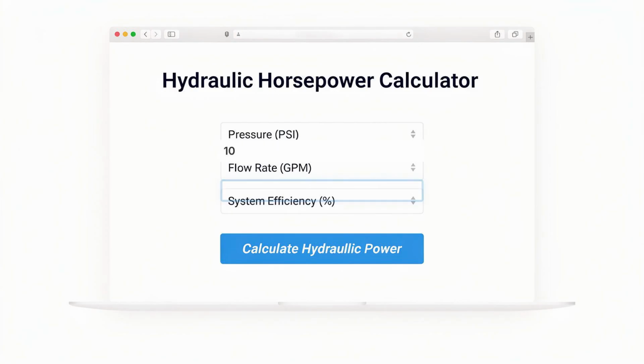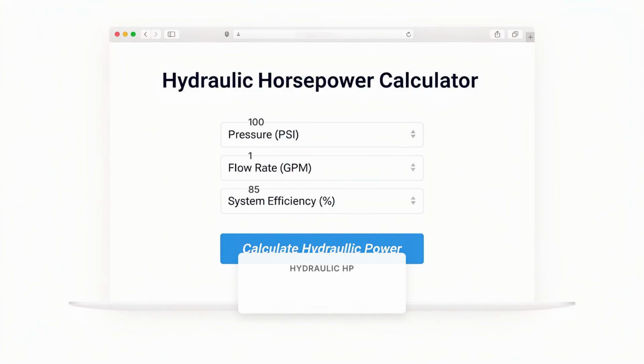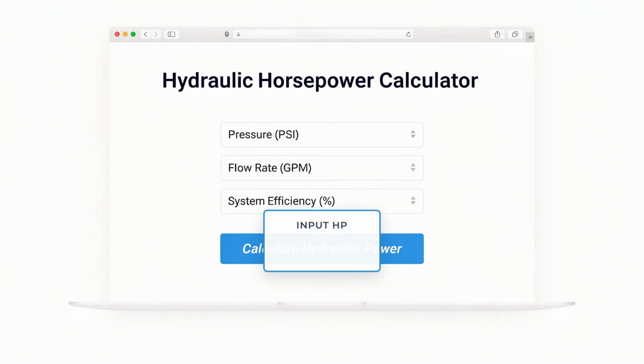For our example, I'll input 10 psi for pressure, 10 GPM for flow rate, and keep the default 85% efficiency. After clicking Calculate, we get 3 critical results. The hydraulic HP shows 0.06, which is the actual hydraulic horsepower delivered by the system. The input HP reads 0.07, representing the total horsepower needed to drive the pump.